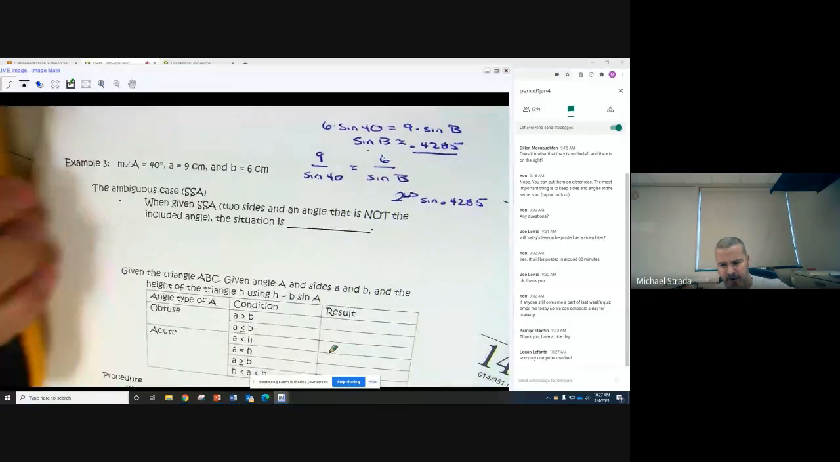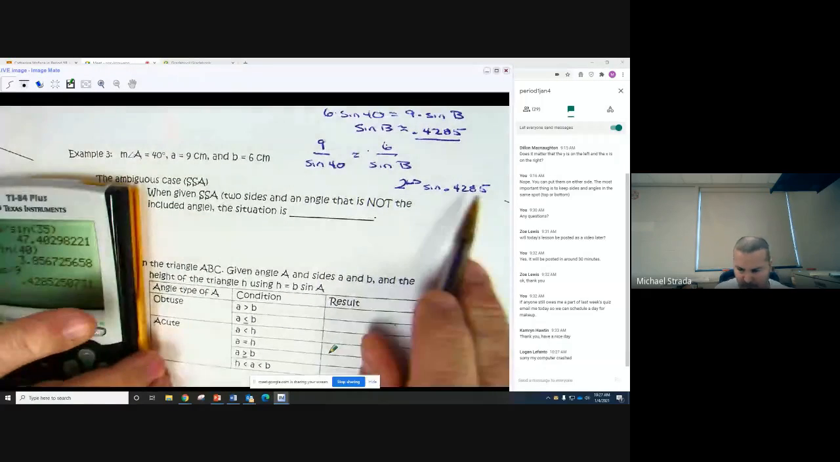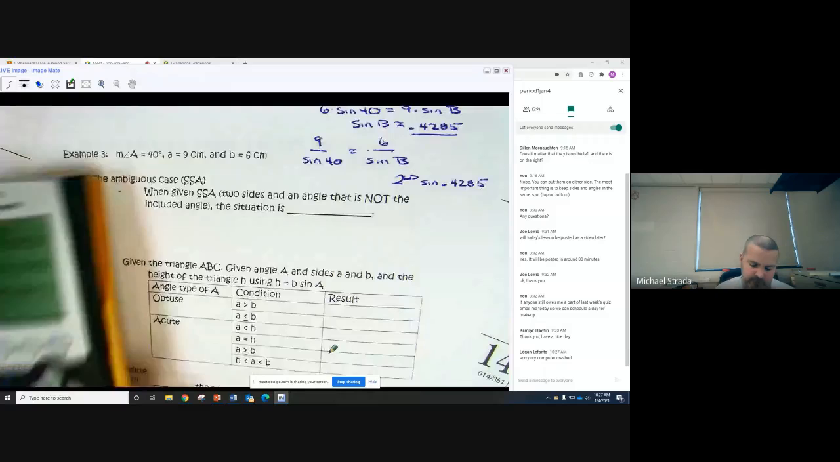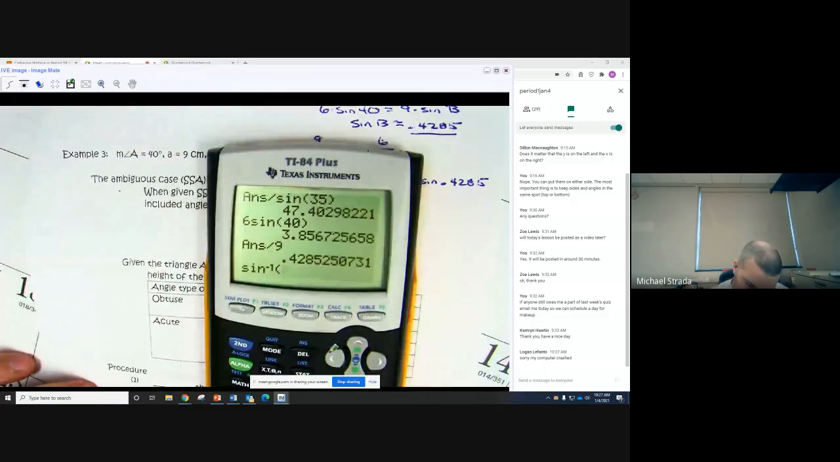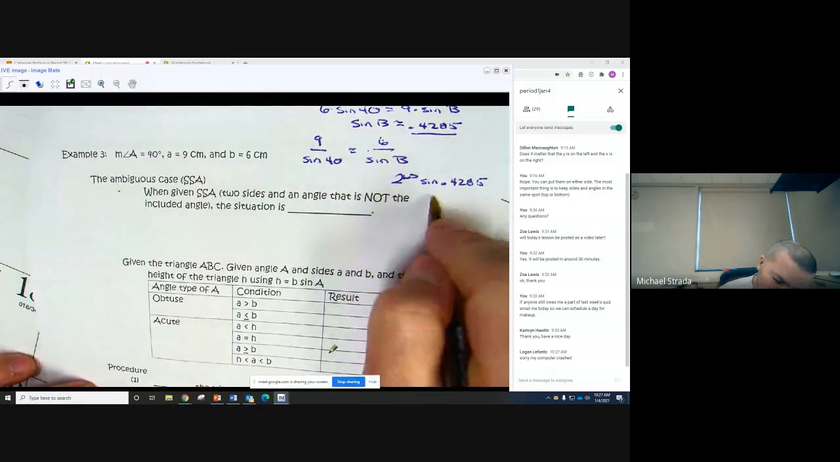All right. I'm finding an angle measure. Again, you go to 4 decimal places when doing this. So I do second sine 0.4285. And I get 25.3 degrees.